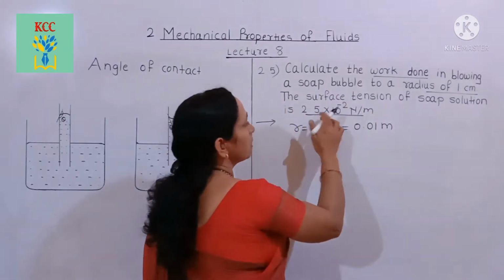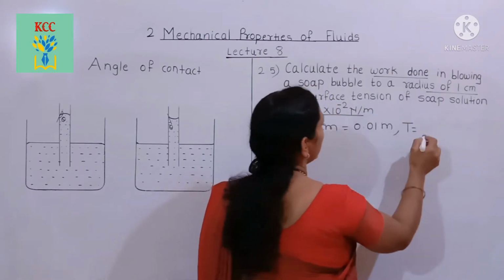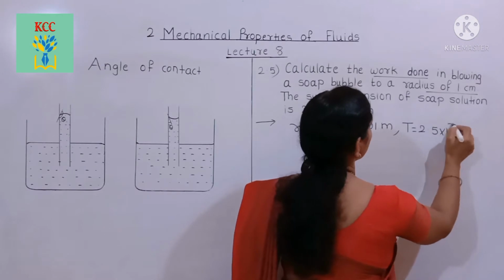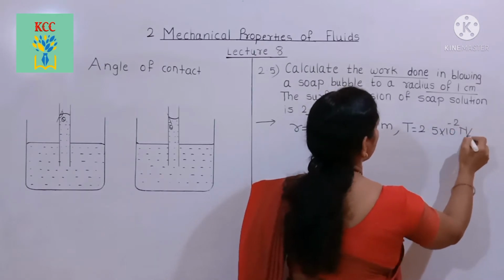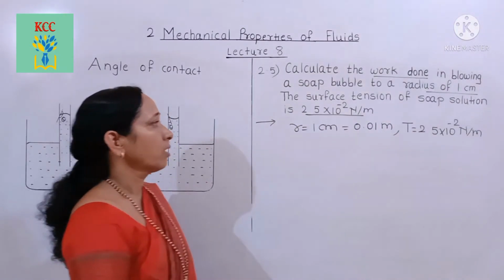Then given is surface tension T equal to 2.5 into 10 raised to minus 2 Newton per meter. This is the surface tension given.